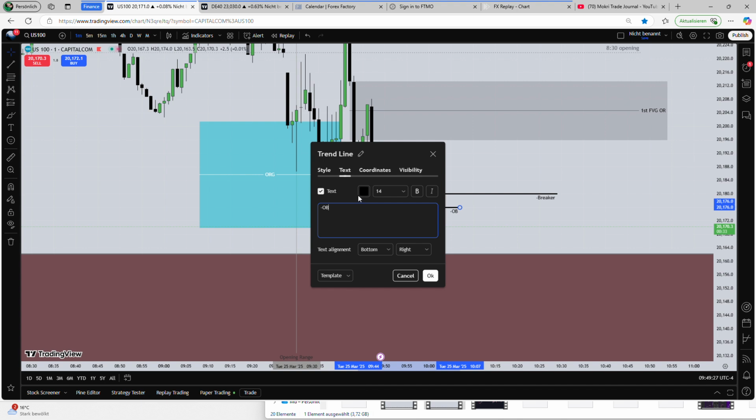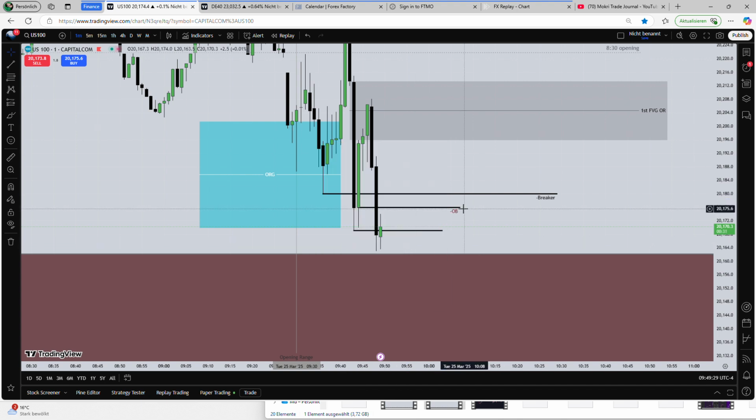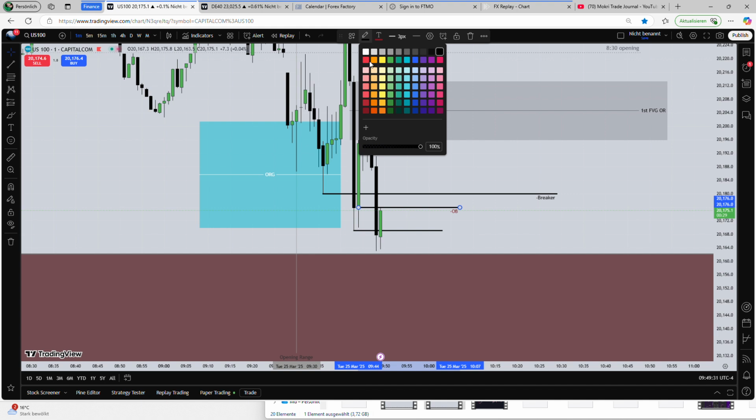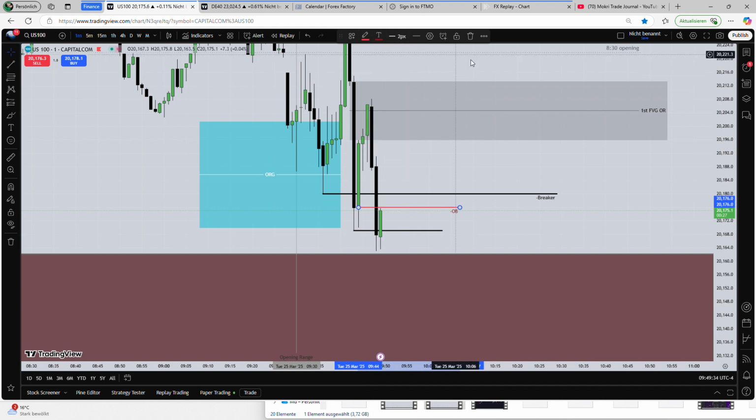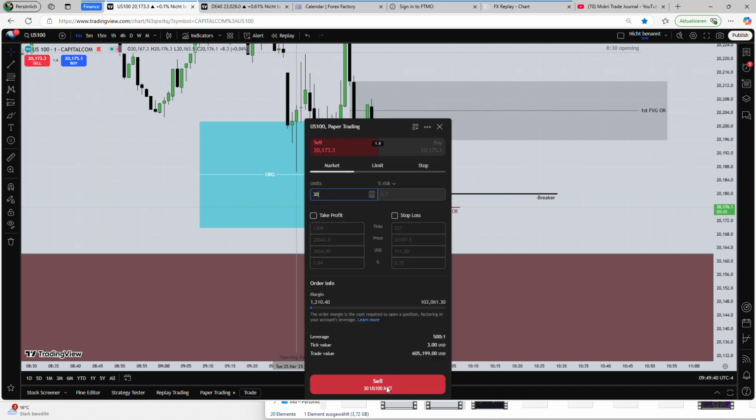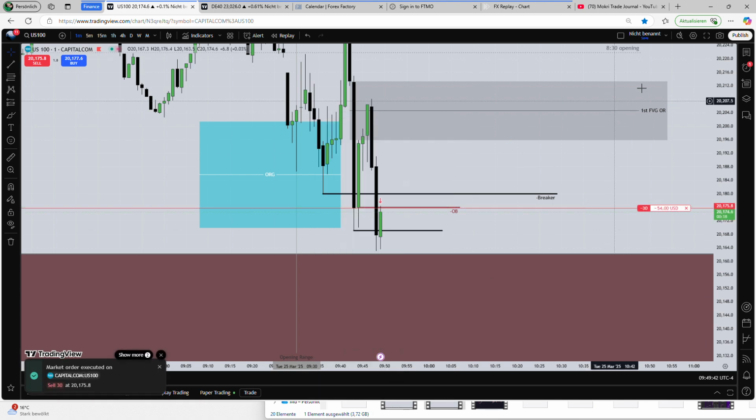Bearish order block. Let me change the color for the sake of clarity. Here we go, right there. Boom, boom. Okay, so here we got it. Let's go short. All right, this is my entry.